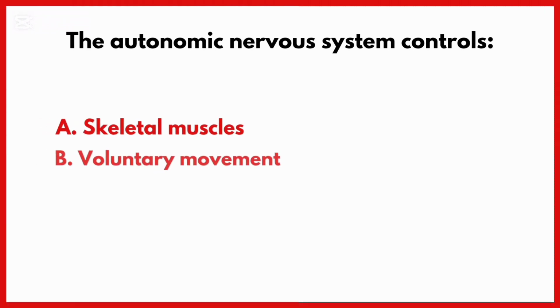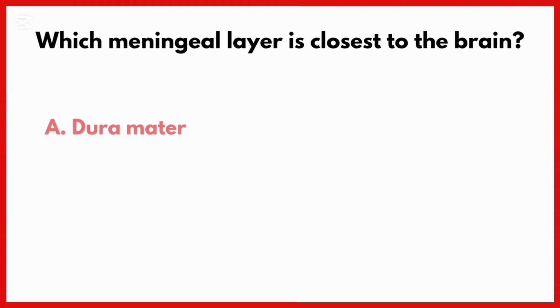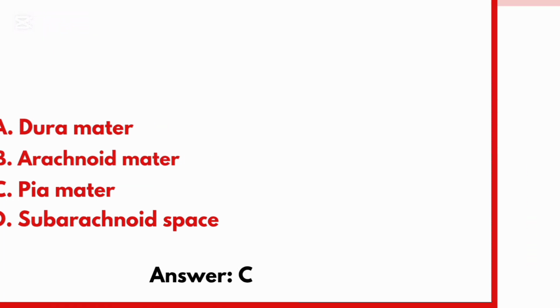The autonomic nervous system controls. Correct answer is option C, involuntary function. Which meningeal layer is closest to the brain? Correct answer is option C.